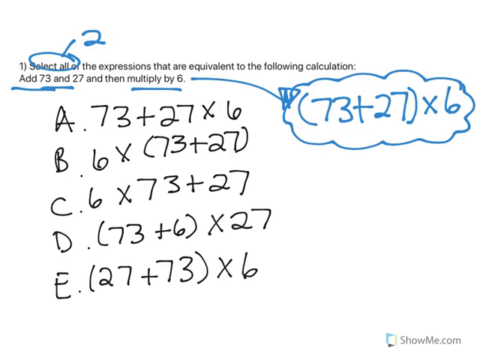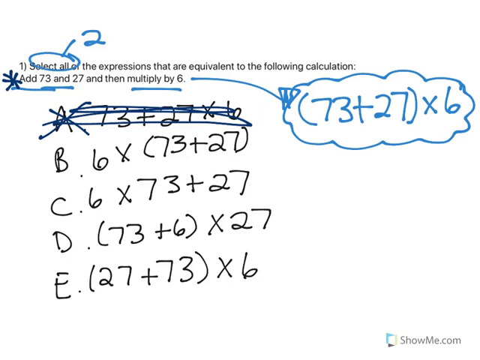I need to figure out which two of my options show this same expression. So if we look at A, we see 73 plus 27 multiplied by 6. Yep, that's great and dandy. However, this does not follow the correct order. This would have had to multiply 6 by 27 and then add 73. But they're asking us to add 73 and 27, then multiply by 6.